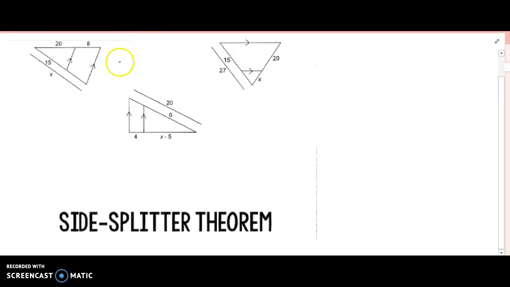All right, so let's do some examples. So I'm going to do this one first. Now, if this whole thing is X, and this piece right here is 15, this piece here has to be X minus 15. Okay, and now I'm going to put these proportionally. So I'm going to highlight them all different colors. And then I'm going to set up a proportion. So I can say 20 is to 8 as 15 is to X minus 15.